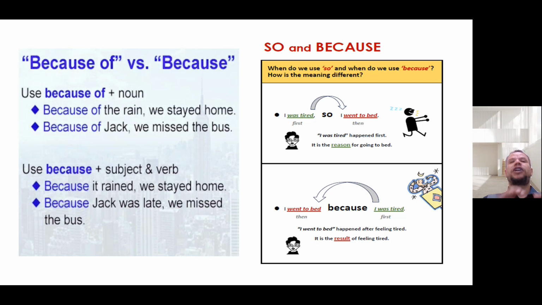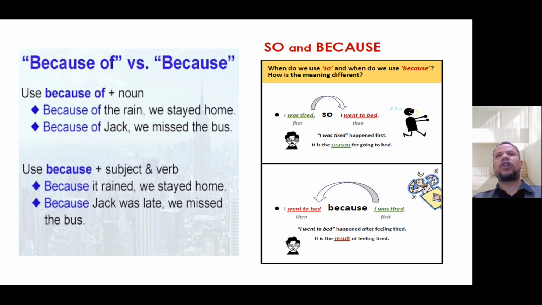But what about because? Complete sentence. Because he has read very well. Because it rained. Because Jack was late. Jack was late, complete sentence. So because is followed by a complete sentence, because of is followed by only a noun.